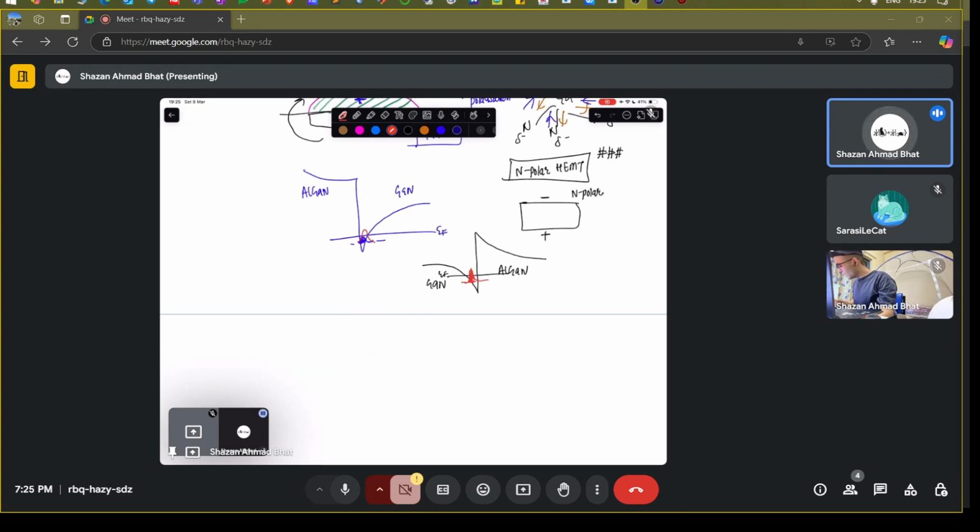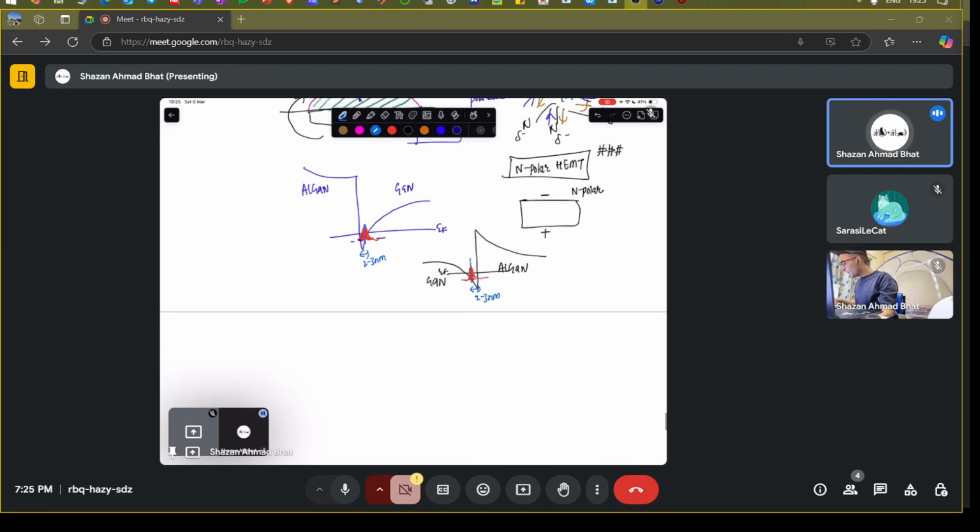Here you have the 2D density over this side. And you know that the centroid of this 2D is approximately 2 to 3 nanometers away from the interface in AlGaN. Similarly, here it's 2 to 3 nanometers away from the interface. So what happens because of it?